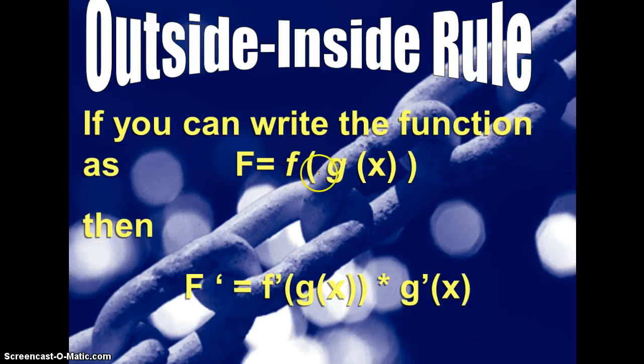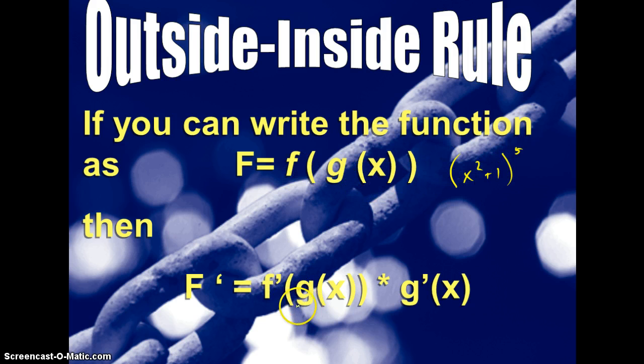Basically, the idea is if you can recognize the function as an outside function and an inside function, so it's f of g of x. In our last problem, our inside function was x squared plus 1, and our outside function was something to the fifth. So to the fifth is f, x squared plus 1 is g.